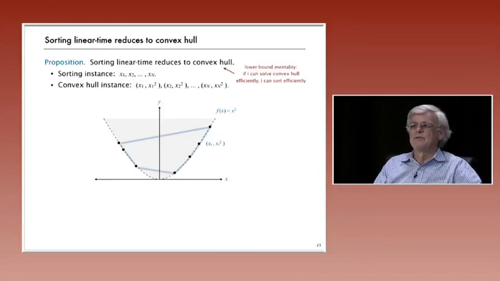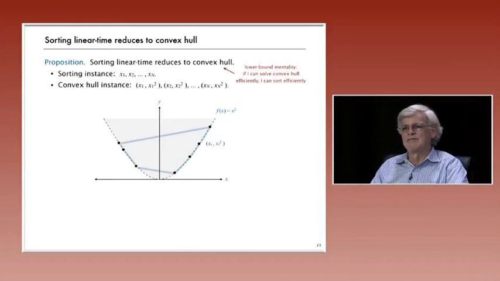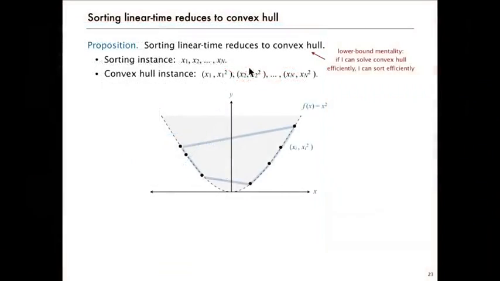So how do we do the reduction between sorting and convex hull? Again, I have a sorting instance: I have some numbers to sort. What I want to do is create a convex hull instance that gives me the sort. All we do is take the numbers that were supposed to be sorted and convert them into points on a parabola. We just take x1 and x1 squared, x2 and x2 squared, and so on. Those are points on a parabola.